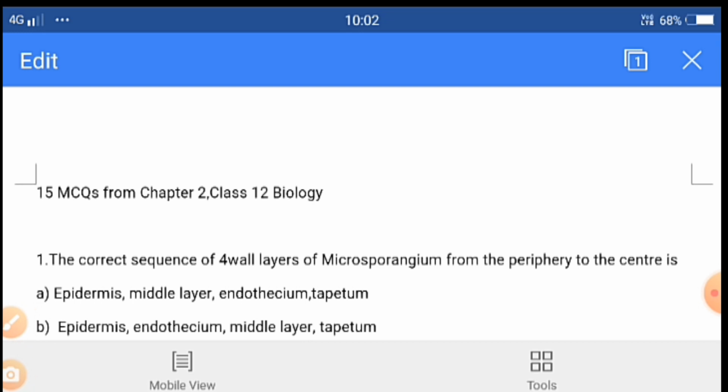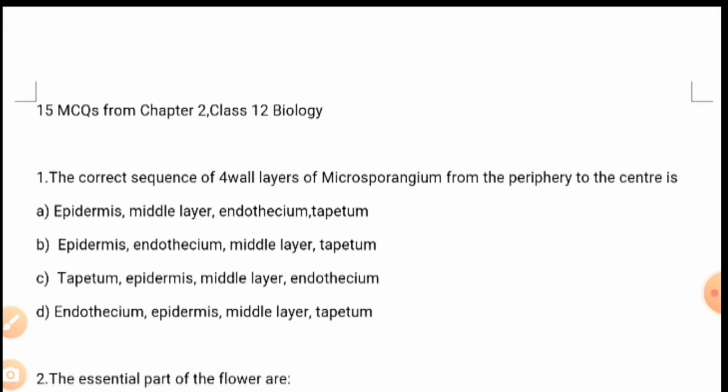The correct sequence of 4 layers of microsporangium from the periphery to the center is, there are 4 options. Option A, epidermis, middle layer, endothecium, tapetum. Option B, epidermis, endothecium, middle layer, tapetum. Option C, tapetum, epidermis, middle layer and endothecium. Option D, endothecium, epidermis, middle layer, tapetum.